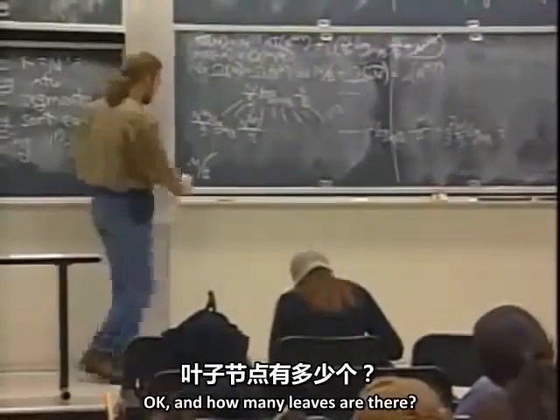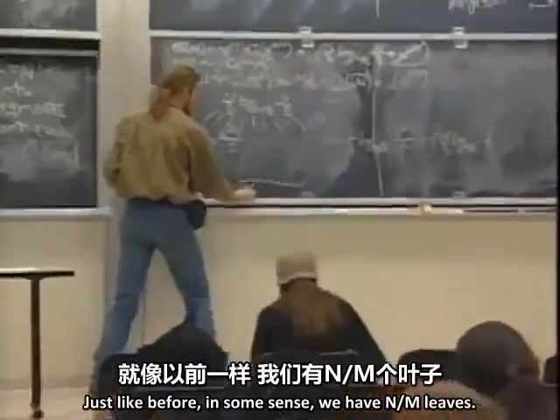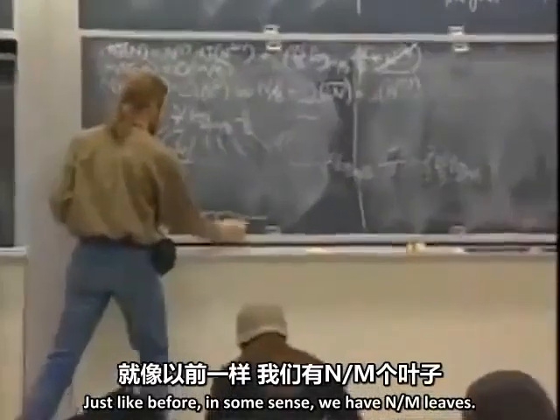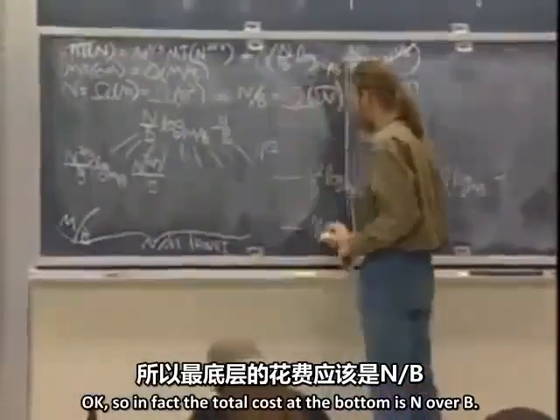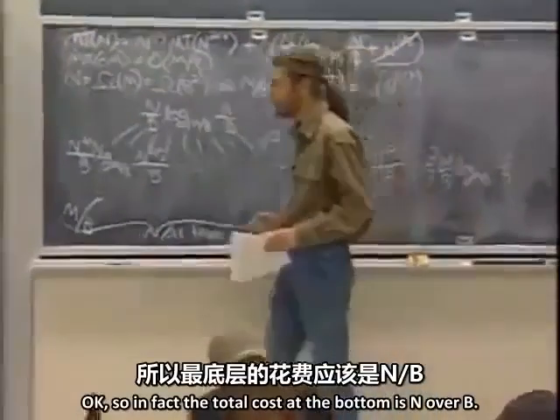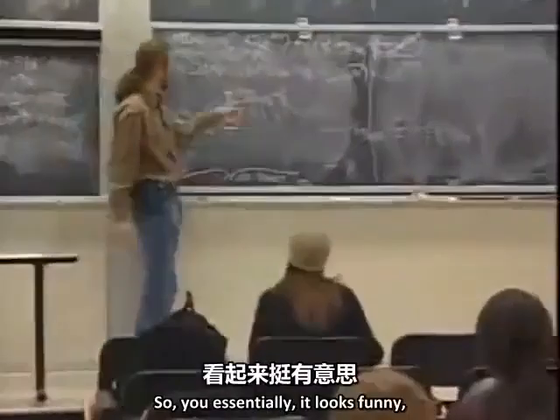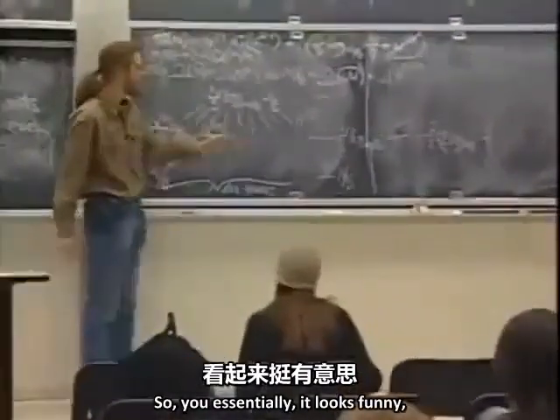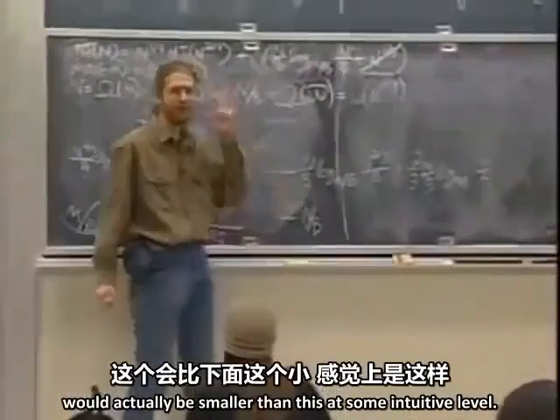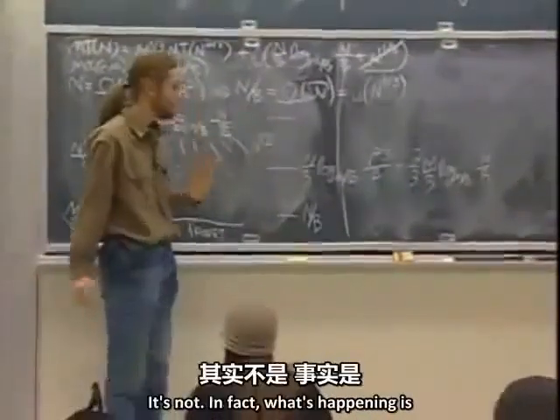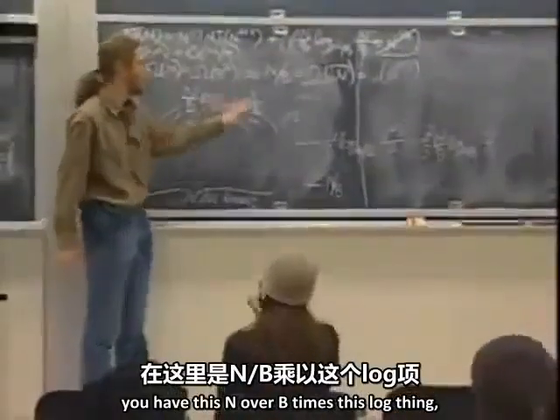Okay, and how many leaves are there? Just like before, in some sense, we have n over m leaves. So in fact, the total cost at the bottom is n over b. And it turns out that's what you would get. It looks funny, because you think that this would actually be smaller than this at some intuitive level. It's not. In fact, what's happening is you have this n over b times this log thing.